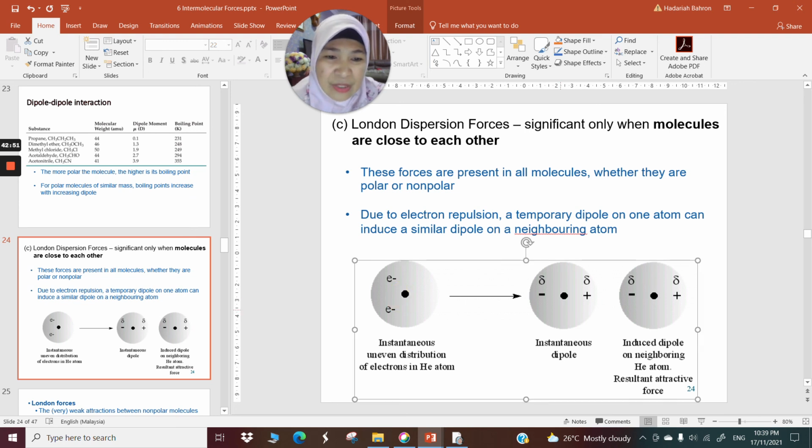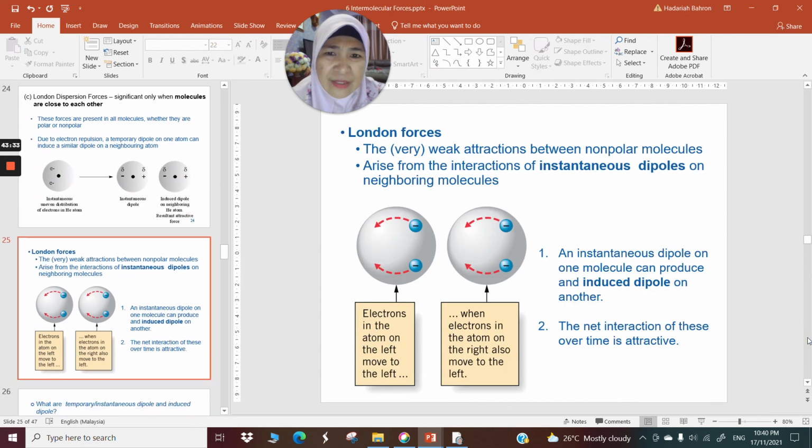it moves, so the movement of electrons will create an instantaneous dipole, and the instantaneous dipole will induce another dipole in the neighboring helium. So there is some kind of weak attraction between this helium and that helium, because that is a partial, tiny, slightly positive end, and this is a partial, tiny, slightly negative end. There is some kind of weak attraction between these ends. So that's what we call the London dispersion forces, right?